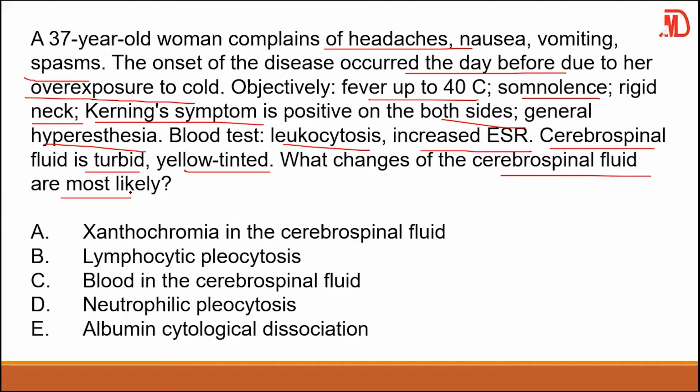So definitely there's a problem with what? The brain, which is committing of it as what? Meningitis or something like that, isn't it? But the question is, what is the cause of this meningitis? And of course, looking at the cerebrospinal fluid being turbid and yellow tinted is simply a sign of what? Bacterial infection. And so therefore, we are looking at what? Bacterial meningitis. And of course, in bacterial meningitis, definitely neutrophils are going to be what? High. And so therefore, your answer here will be what? Neutrophilic pleocytosis. So your answer is D. All right.